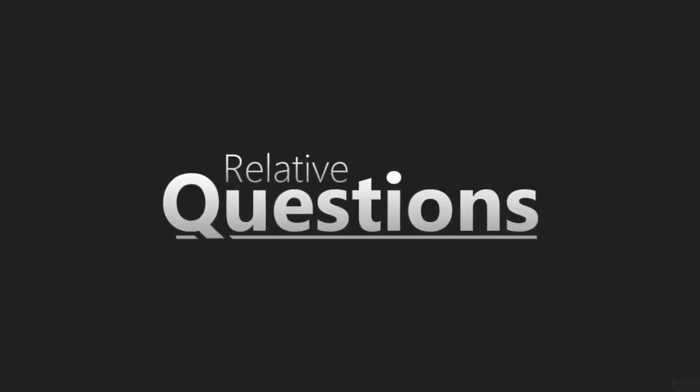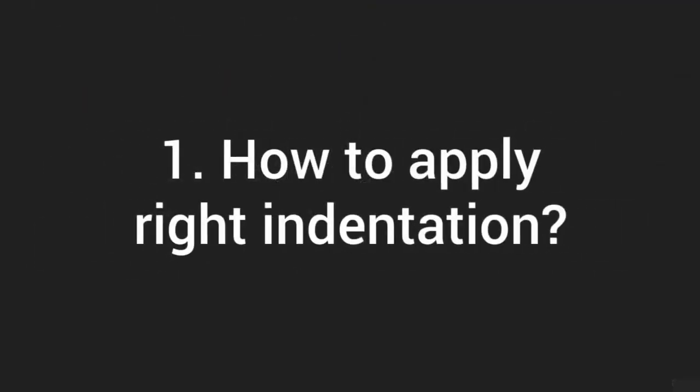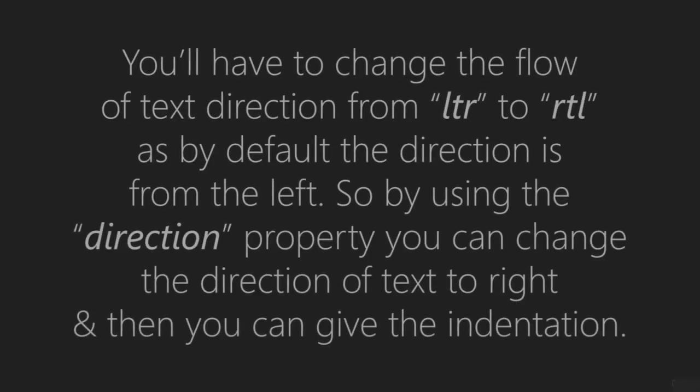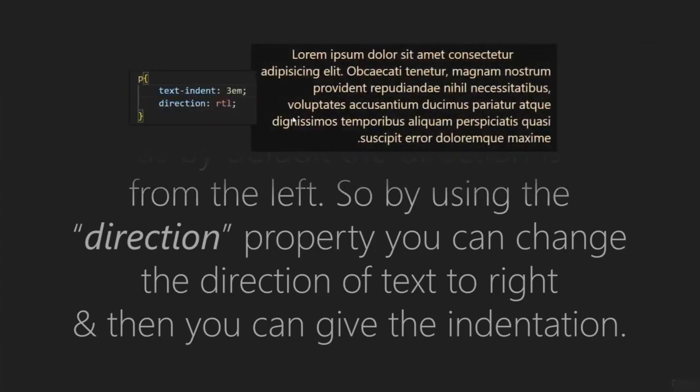Now let's talk about a question. So how to apply right indentation? To give the right indentation, you will have to change the flow of text direction from left to right, as by default the direction is from the left. So by using the direction property, you can change the direction of the text to right and then you can give the indentation.